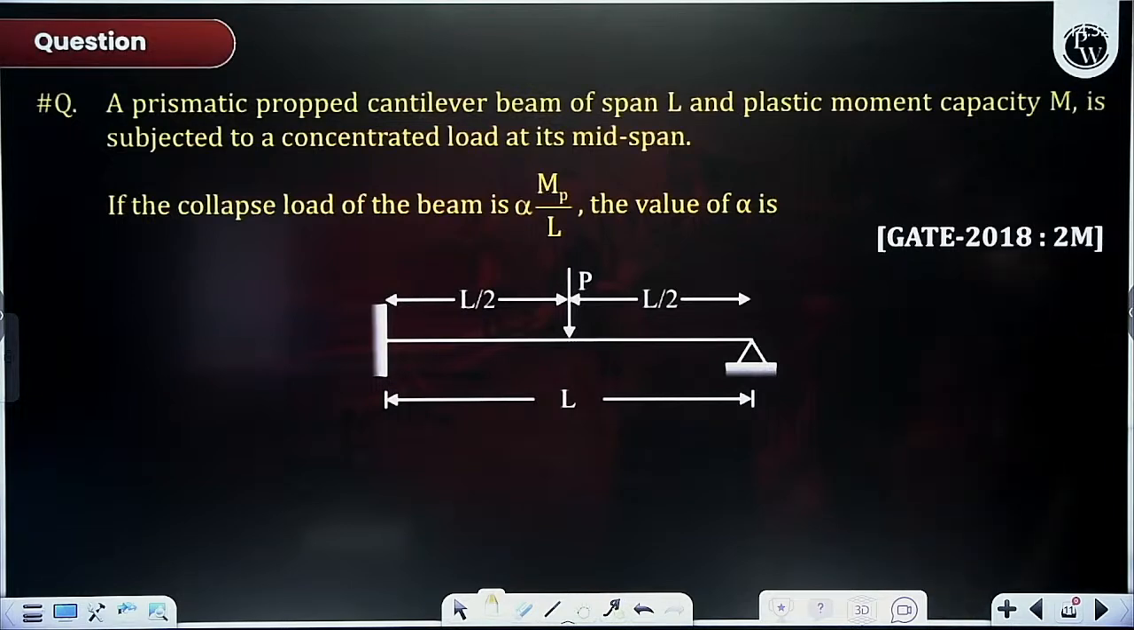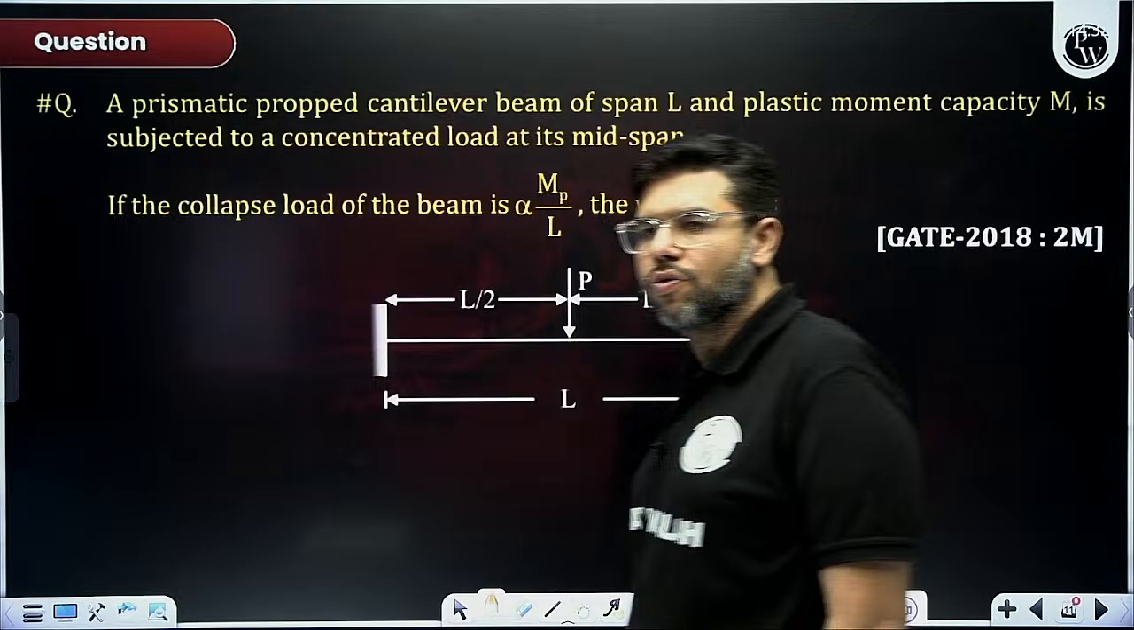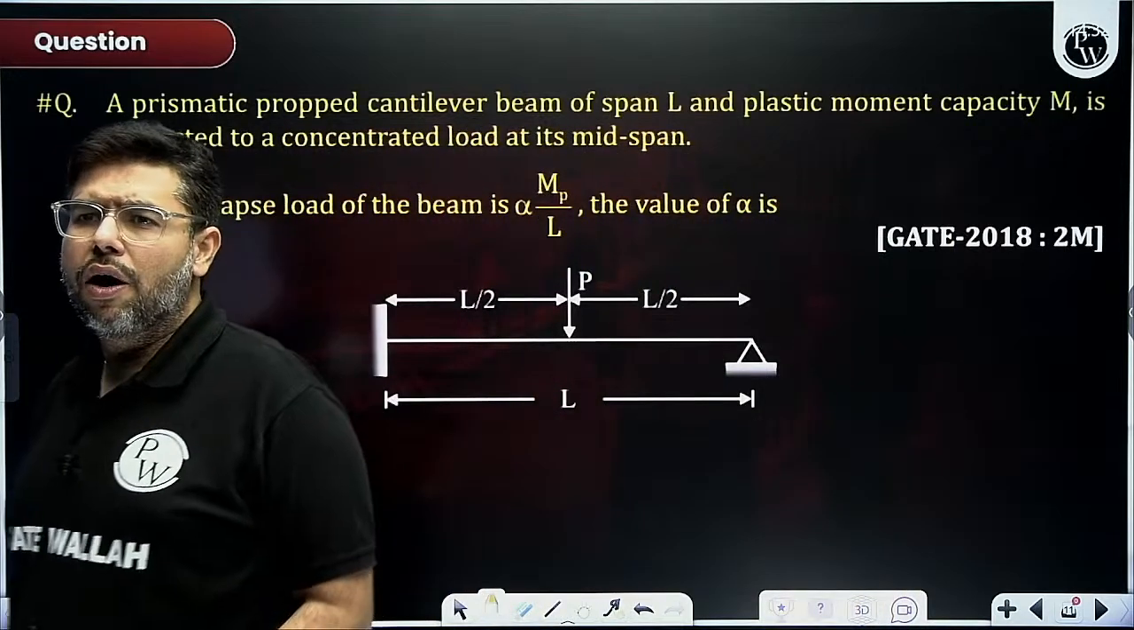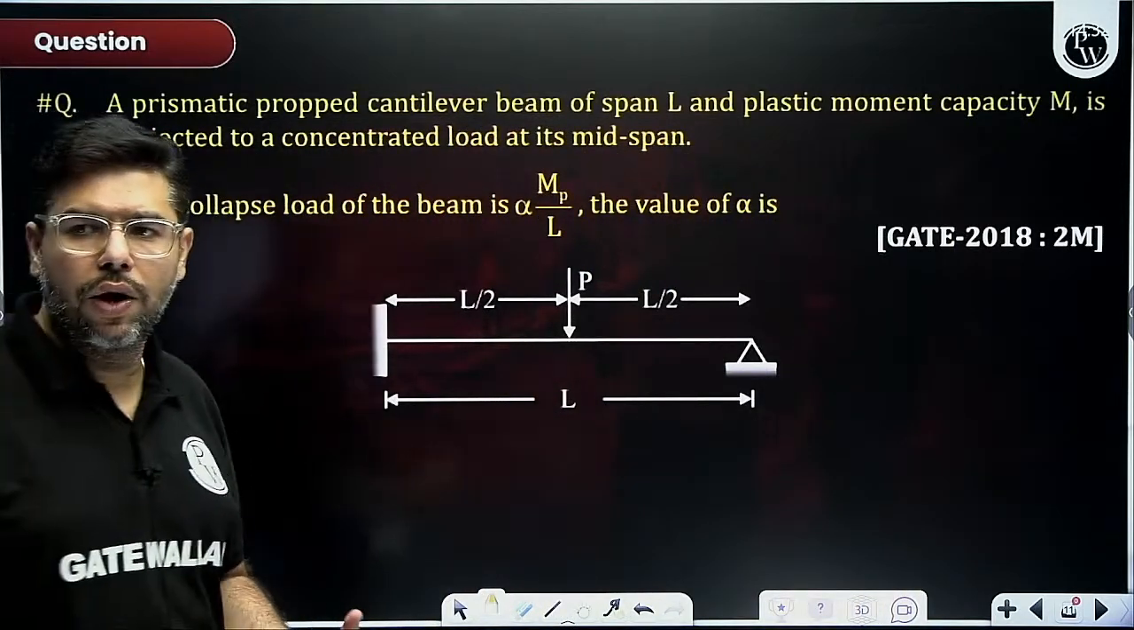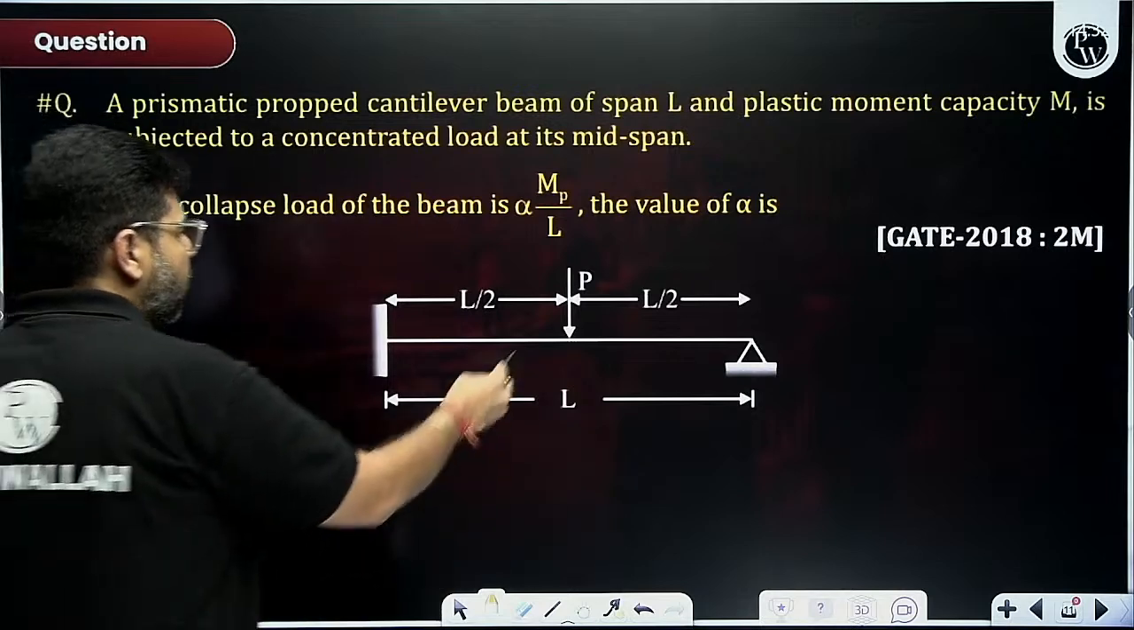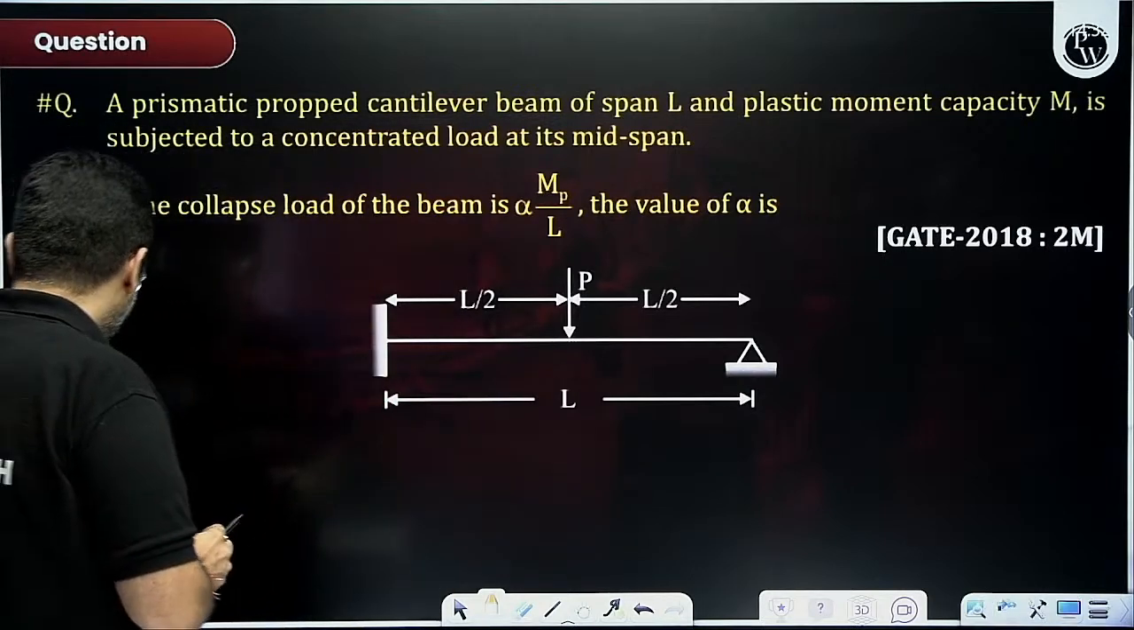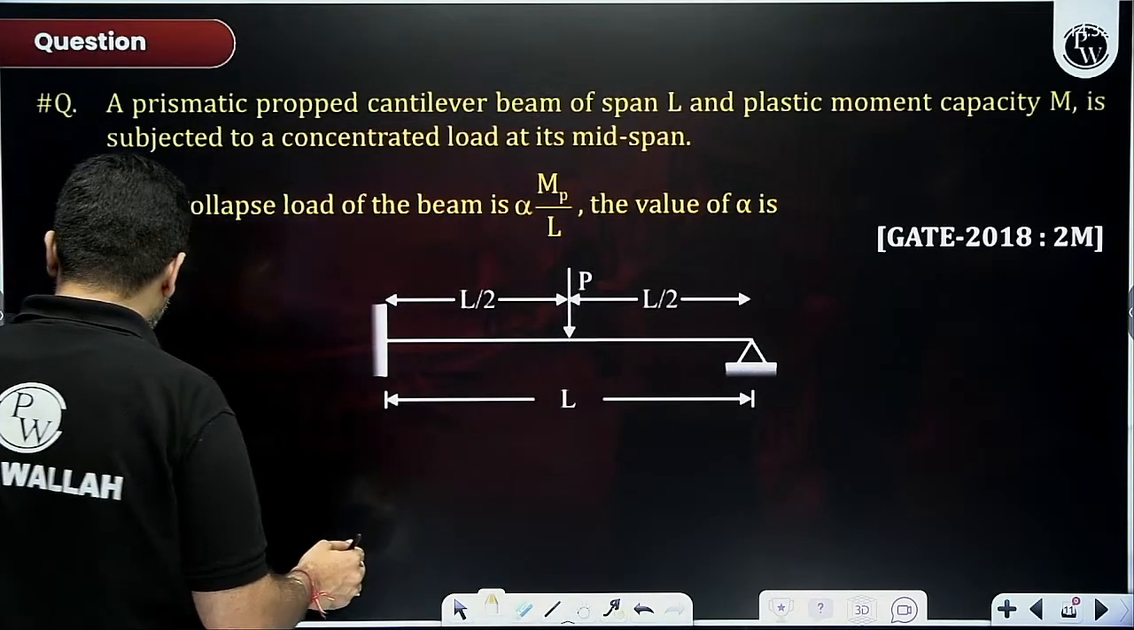Clear? Please try to solve this question. You have to find out the collapse load here. For collapse, two hinges will be required. One will form under the point load and one at the fixed end. These kinds of simple questions you can expect in your exam.